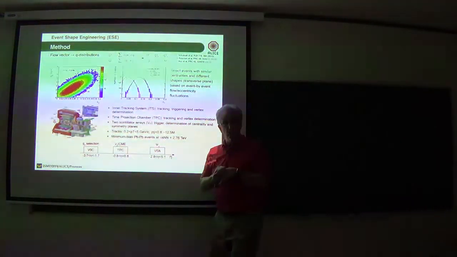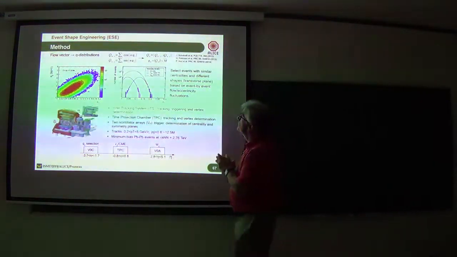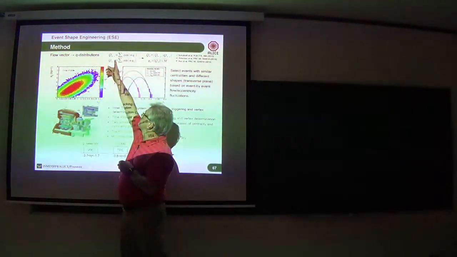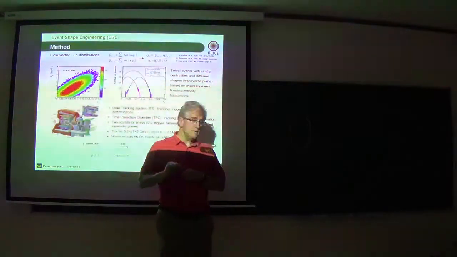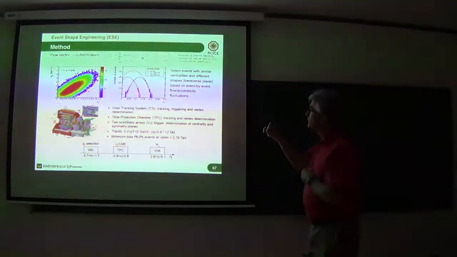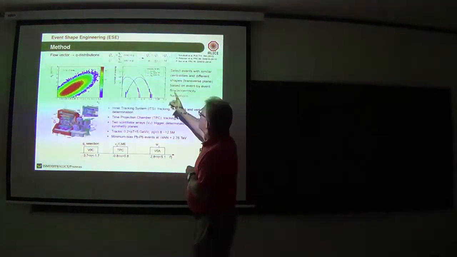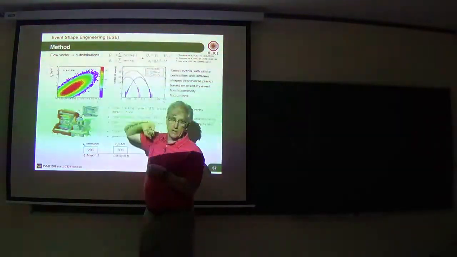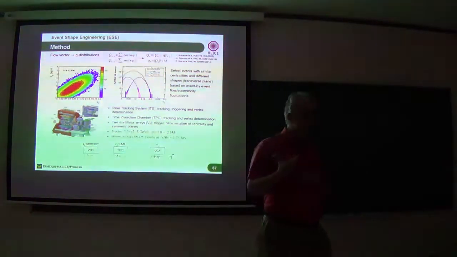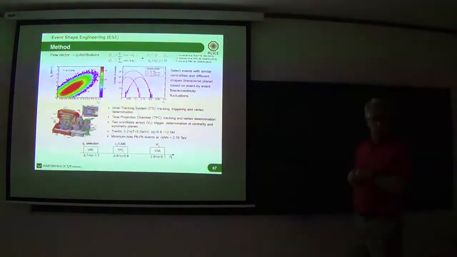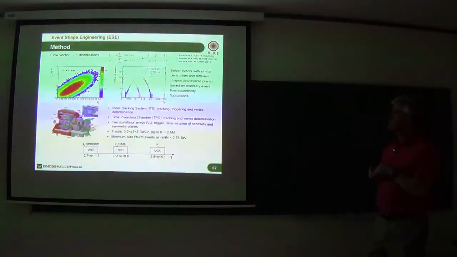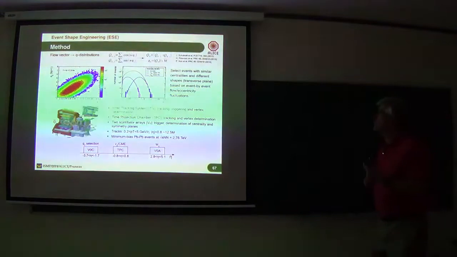You build a so-called flow vector. The flow vector is, you have Qx and Qy. You're summing, for each of the particles within an event, the sine and the cosine of their angle multiplied by n, being the order of the flow vector that you're interested in. So typically n equals 2 or n equals 3.